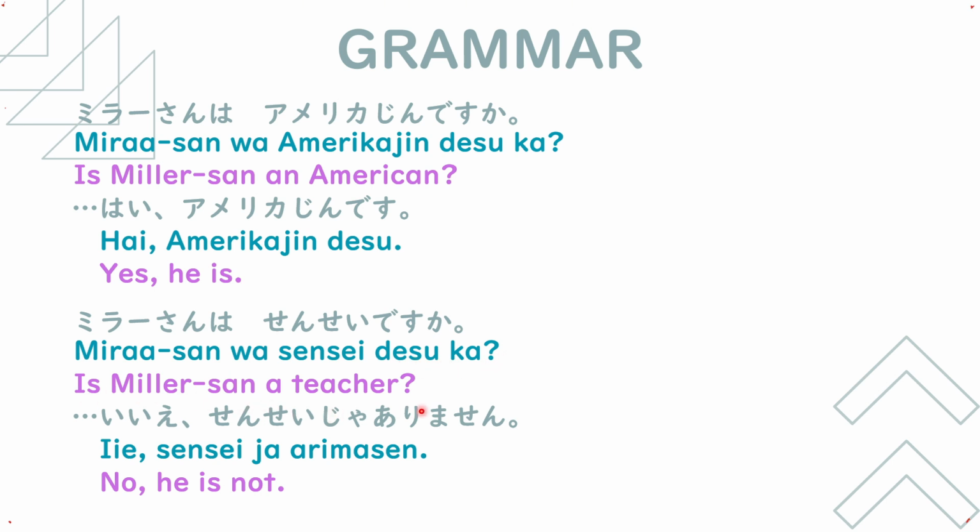Is Mr. Miller a teacher? Iie, sensei ja arimasen. He is not. So this kind of question, which is confirming whether you are correct or not, is answered with a yes or a no. Okay, so whether you agree or not, your answer to this sort of question should start with hai or iie.